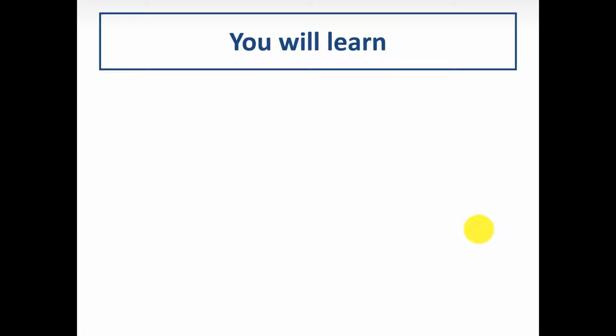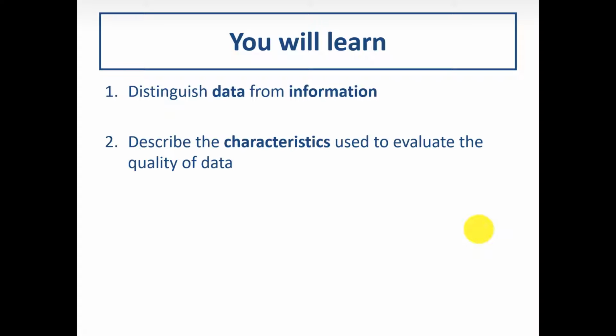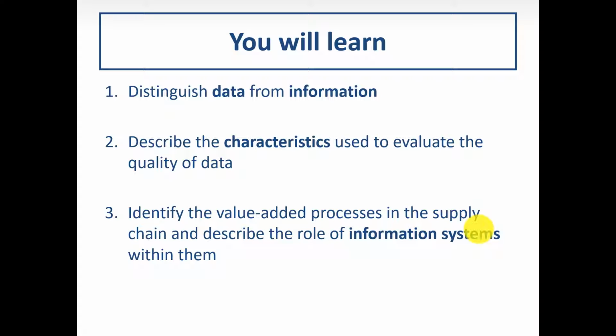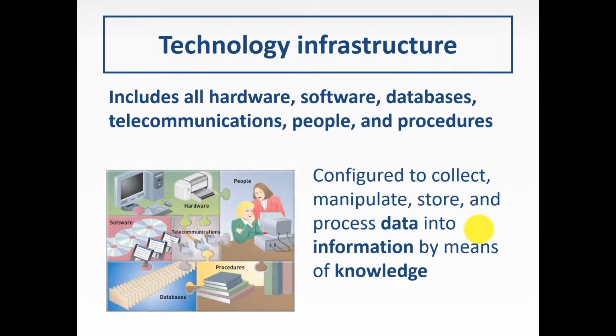So let us start. At the end of this module, you will learn, first of all, to distinguish data from information. Second, to describe the characteristics used to evaluate the quality of data. Number 3, to identify the value-added processes in the supply chain and describe the role of information systems within them. So we're going to be talking about the common software and packages that nowadays exist to support the supply chain.